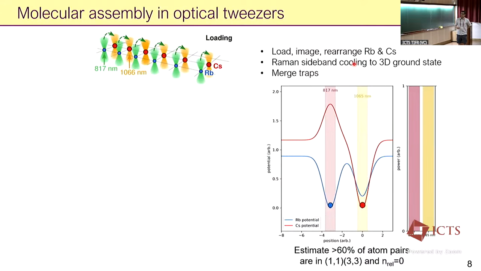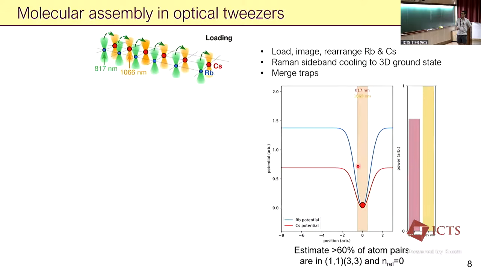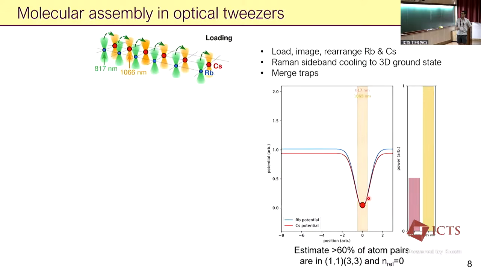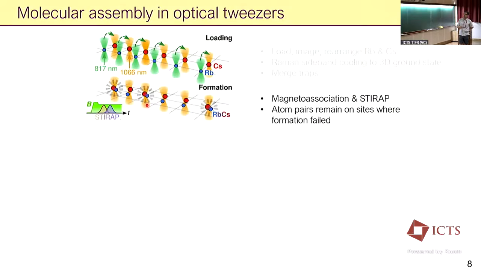We then very carefully merge these two traps. We move the 817 tweezer to overlap with the 1065 tweezer, and then ramp one off, and that leaves a pair of atoms as shown here in single tweezers. And then we do the molecule formation that I told you about.